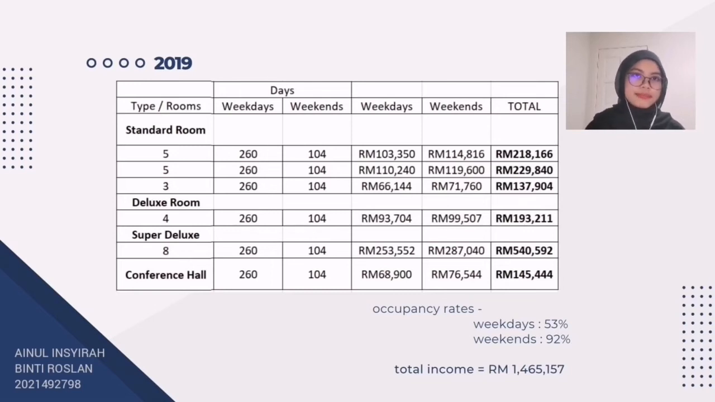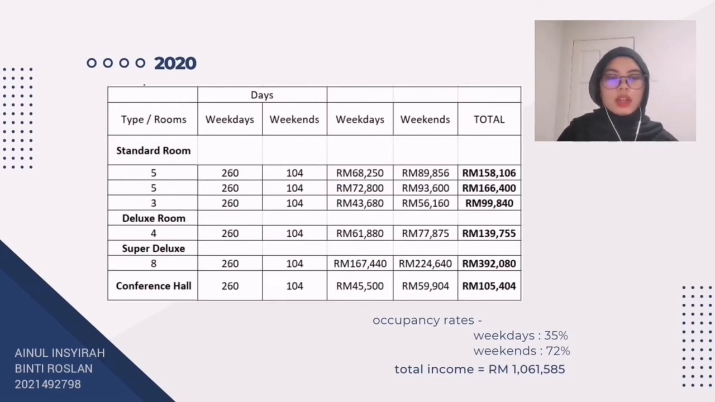1,465,157 ringgit. For 2020, the occupancy rate for room tariff was 35% for weekdays and 72% for weekends. So using the same method as 2019, we can get 1,061,585 ringgit Malaysia for total room tariff income for 2020.